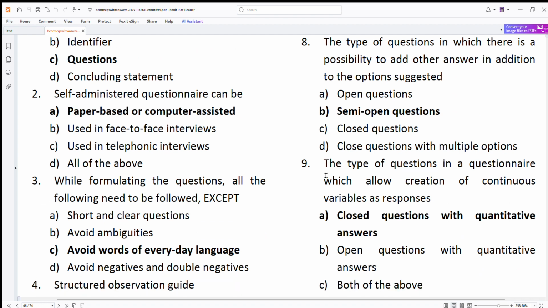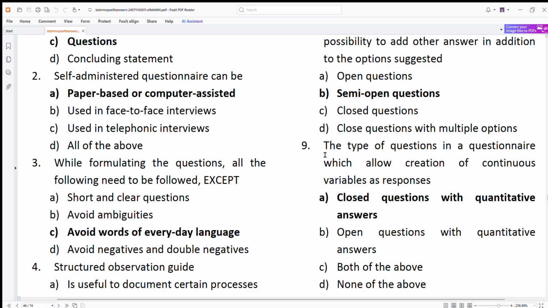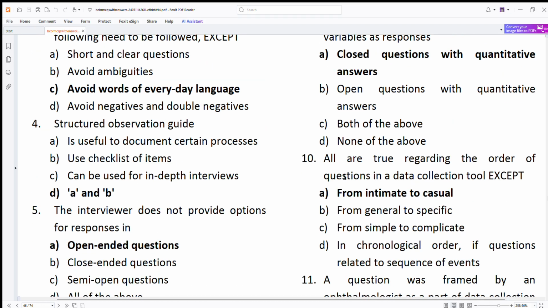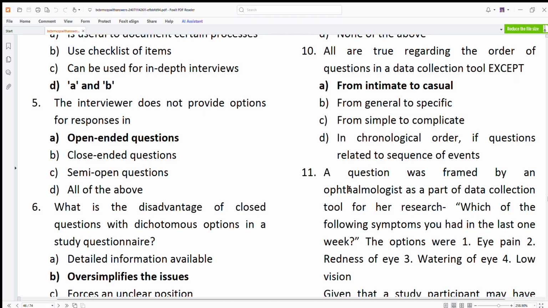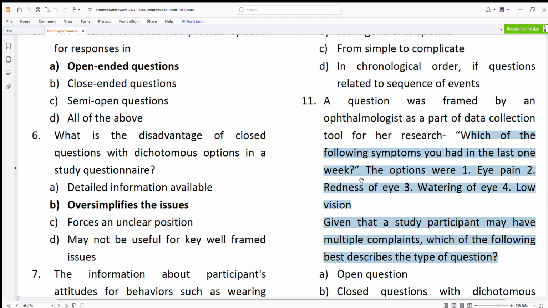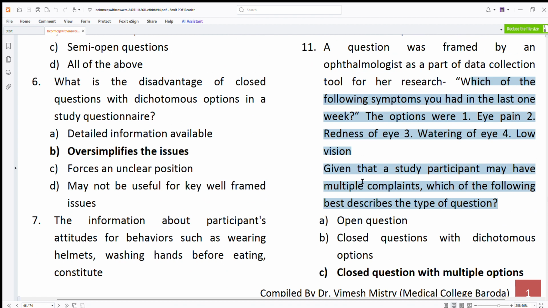The type of questions in a questionnaire which allow creation of continuous variables as responses. Closed questions. Yeah, closed questions with quantitative answers. All are true regarding the order of questions in a data collection tool except from intimate to casual. Yeah, it is reverse actually. A question was framed by an ophthalmologist: you had in the last 1 week. Okay. Best describes multiple closed questions with multiple options. Yeah, MCQs, multiple choice questions, right?